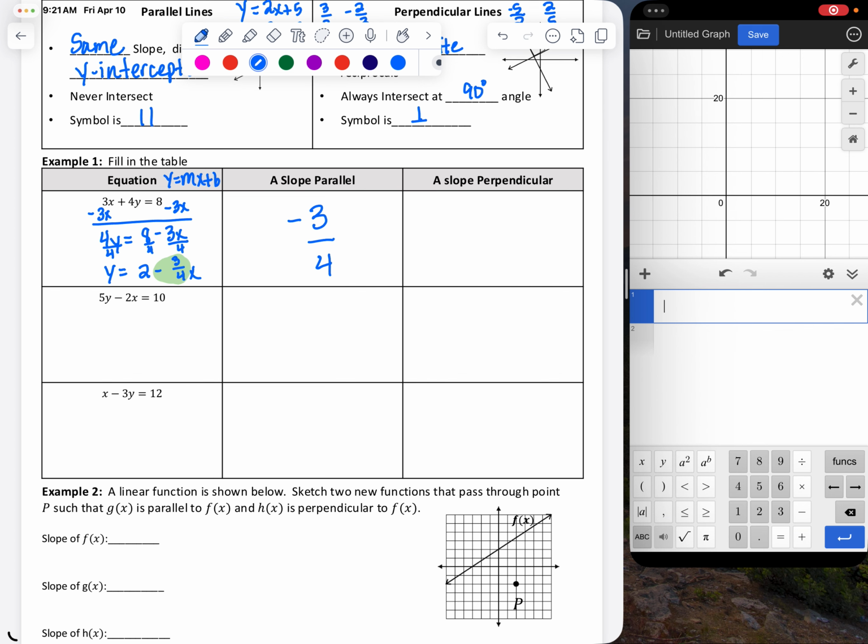But the perpendicular slope is the opposite reciprocal. So the opposite of a negative is a positive, and the reciprocal is 4 over 3. All right, let's try the next one.